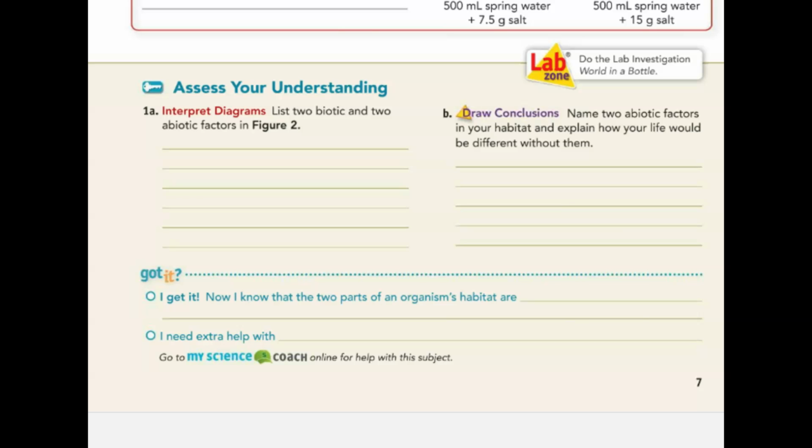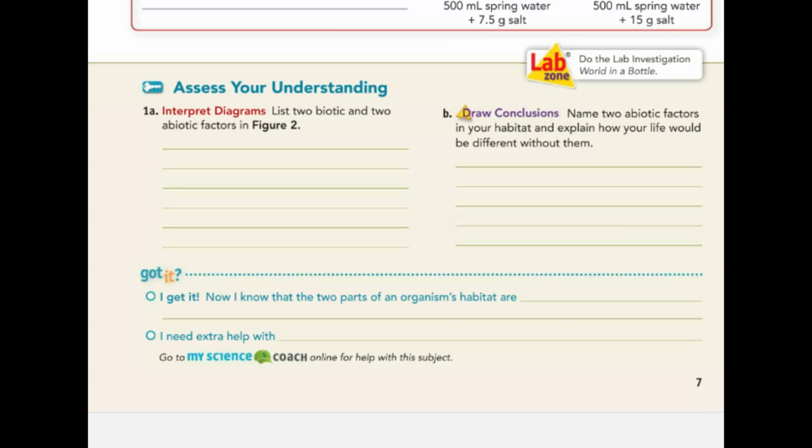Two abiotic factors in my habitat are sunlight and oxygen. If there was no sunlight, I would not have enough food to eat, or even be able to see outside what food is where. And if there were no oxygen, well, I wouldn't be able to breathe, because I, a human, need oxygen to survive.